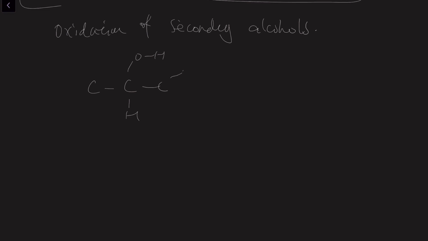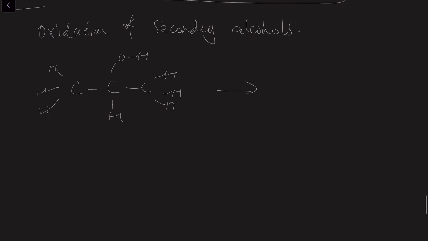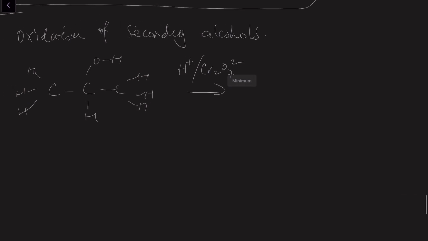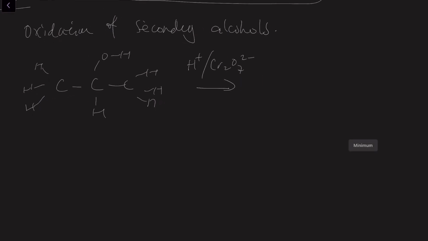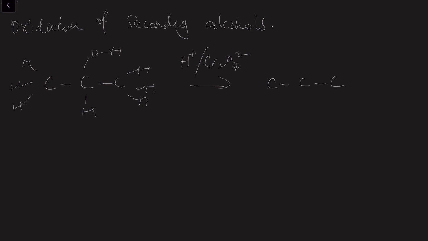So then let's look at oxidation of secondary alcohols. For secondary alcohol, we have something like this. When we want to oxidize this, we use the same condition, so H plus and Cr2O7 2 minus ion. What will happen is we lose 2 hydrogens to form a double bond with oxygen. So in the end, we get ketone. So this is propan-2-one, the naming of this compound.